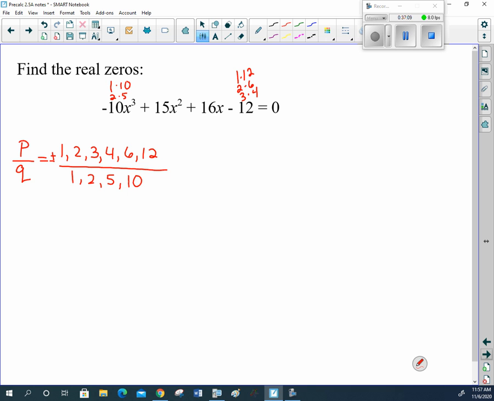So go to the graphing calculator and figure out, of all those p divided by q, which one would be a good one to run through our chart. 3, 2. It looks like it crosses at 2. Okay. So then run 2 through our chart.